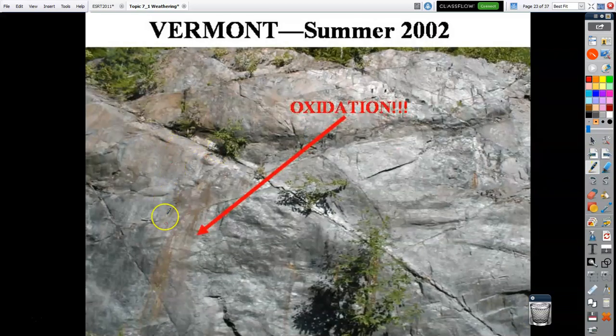This one shows it really well. So it looks like somebody splashed paint on the rock, but they didn't. That's all over time. That's chemical weathering, just showing the rust there on the side.